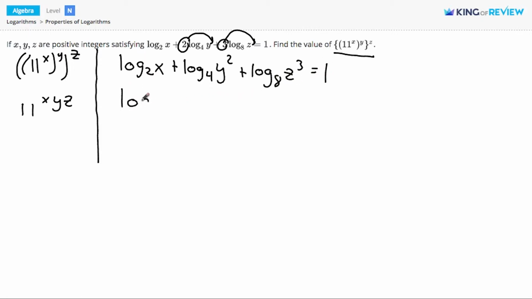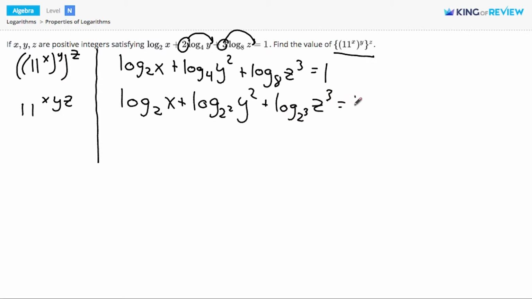Now there's something nice about these bases. All three bases are different. We have 2 in the first log, 4 in the second, and 8 in the third, but all of those numbers are powers of 2. So for example, I can rewrite the second log. Instead of base 4, I can write it as 2 squared. And in the third log, instead of writing base 8, I can write 8 as 2 to the third power, since 2 to the third power is equal to 8.